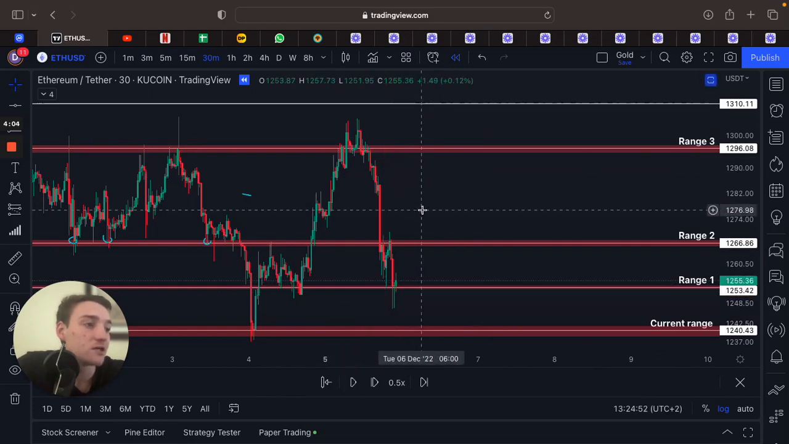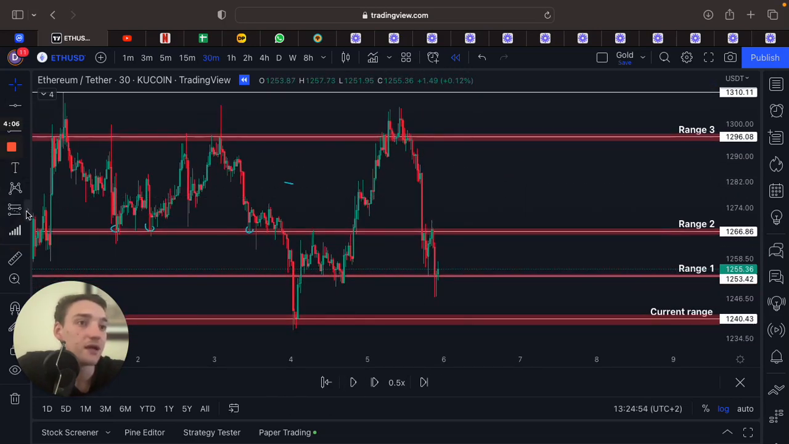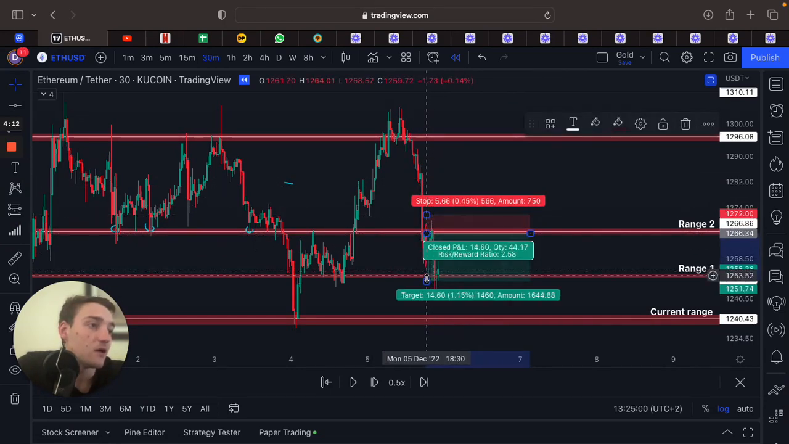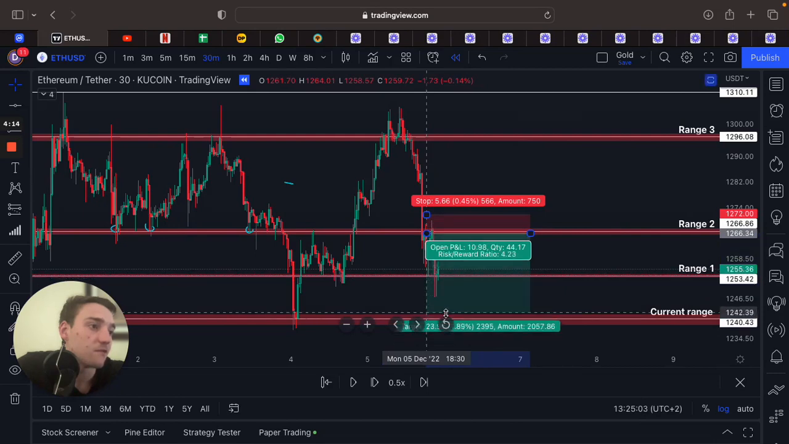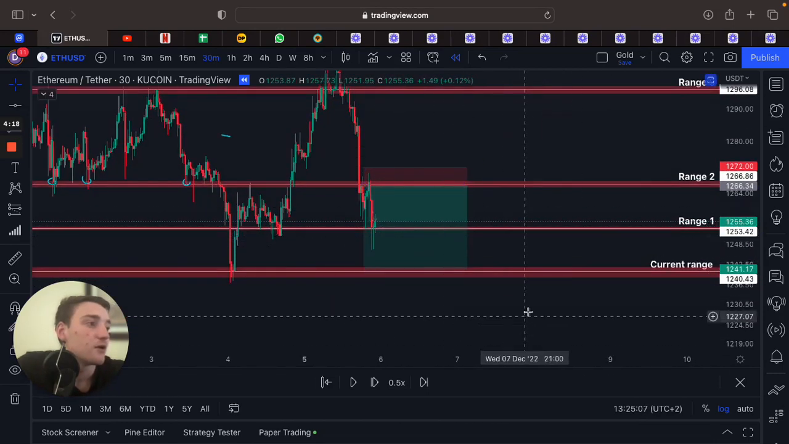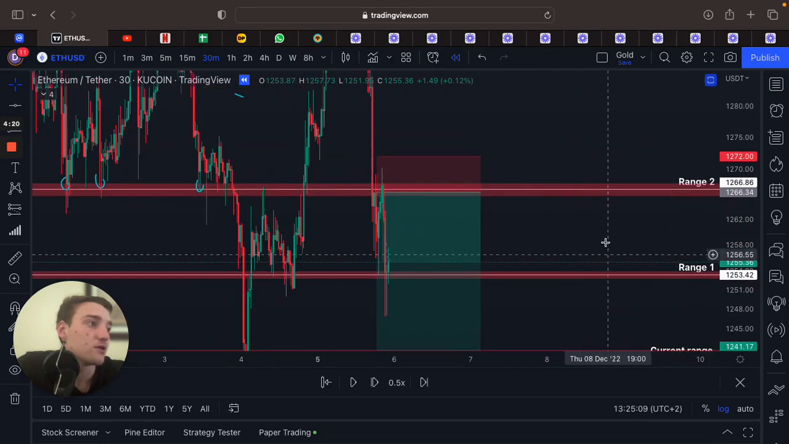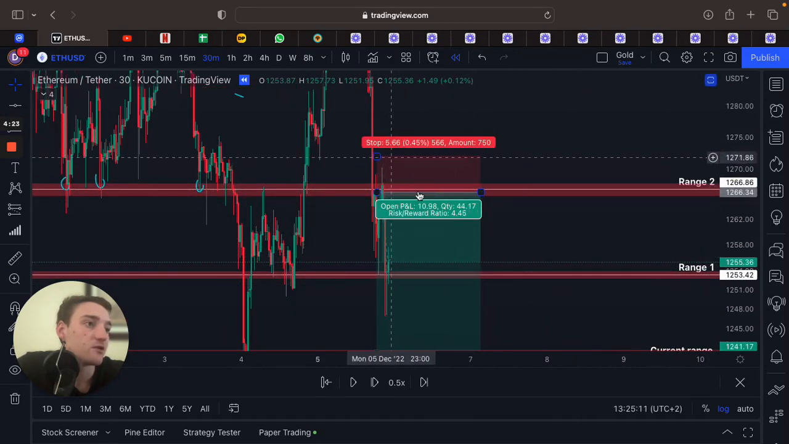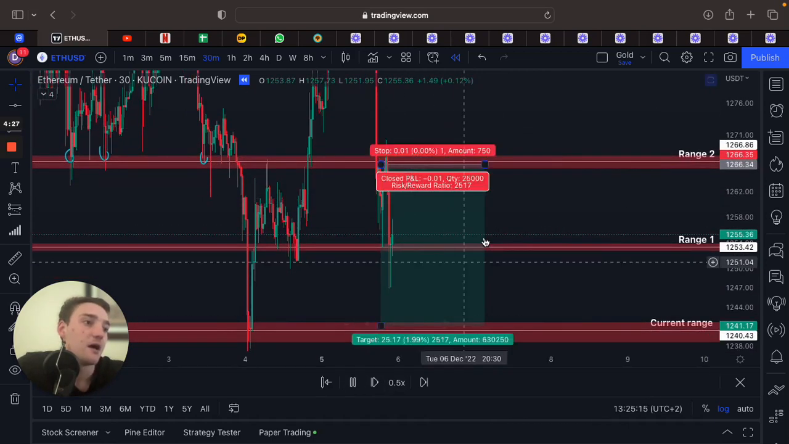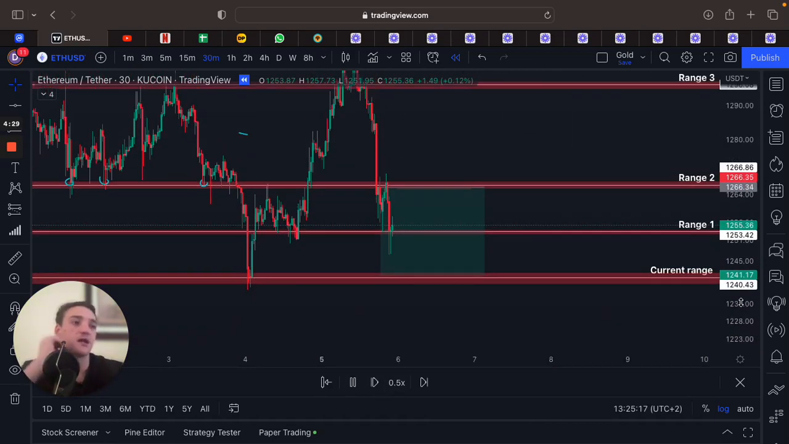Yeah, I wasn't watching there, I was talking. So basically another trade would be valid here. You see how we broke down, came up, this was a perfect breakdown. Take profit 1 would be at this zone, take profit 2 at this current range. But you know, you want to secure your profits. So once we hit range 1, you go break even and let it ride. But I mean, you would have been out of this position as well.